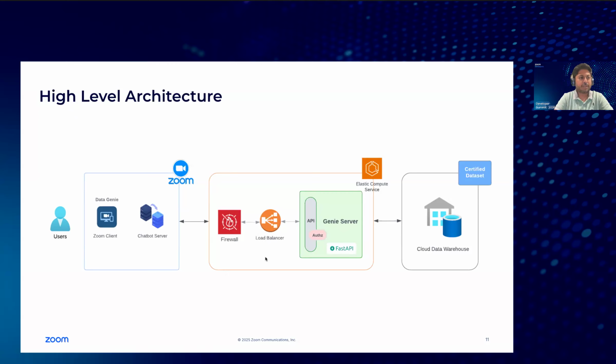Next comes the middle layer, or the middleware. The request then flows through our firewall and load balancer, reaching the actual Data Genie server, which is hosted on an Elastic Compute service. The firewall helps control the inbound and outbound network traffic, and the load balancer enables distributed processing of the requests from the chatbot. At the core of the Genie server is the FastAPI application, which houses the API layer that receives and routes requests to appropriate handlers.